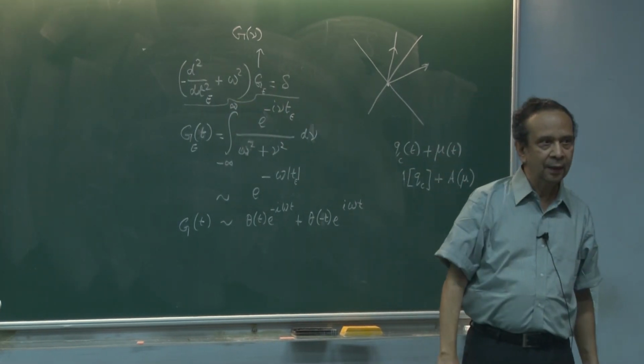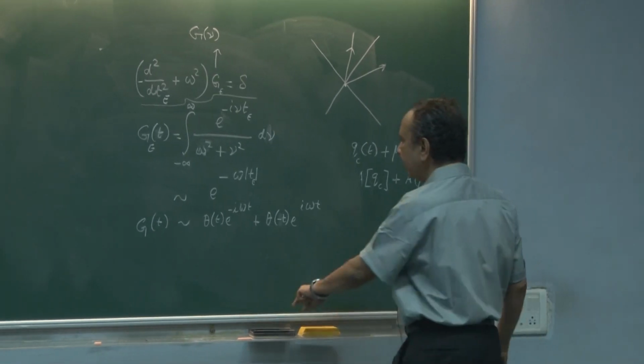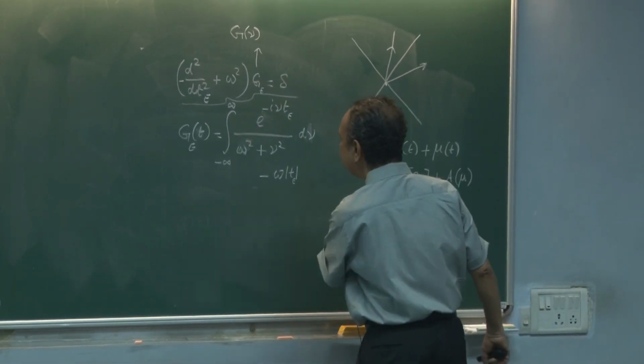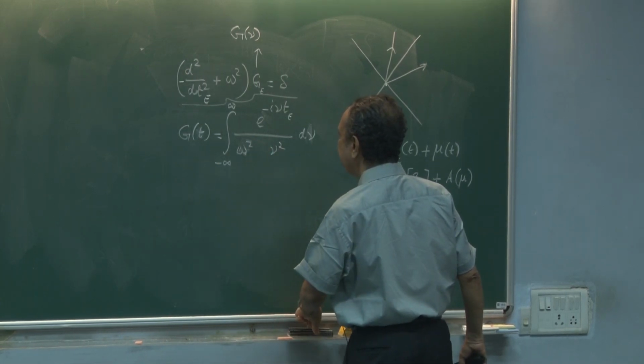Now, you ask the question, I do not want to do Euclidean. So, I want to live with my original integral. So, my original integral was g of t with a minus sign here.